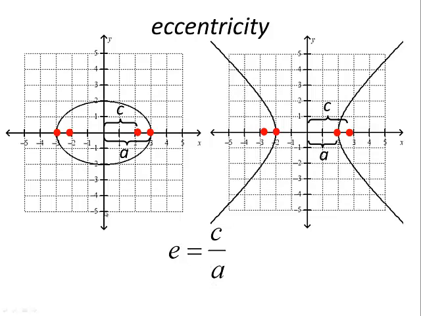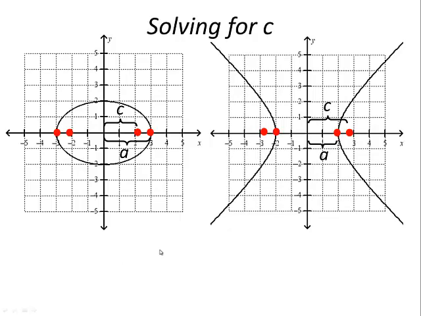For an ellipse, that has to be between 0 and 1. But then on a hyperbola, that has to be greater than 1, because notice that c is larger than a, so that's going to be more than 1. So if you know the eccentricity is more than 1, you're talking about a hyperbola, and if it's between 0 and 1, it's an ellipse.